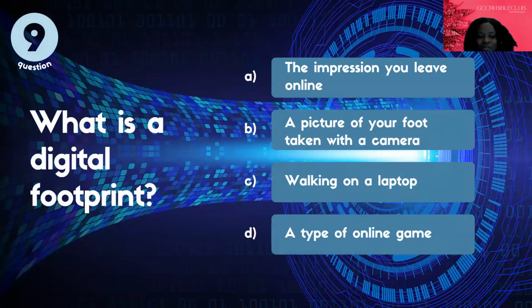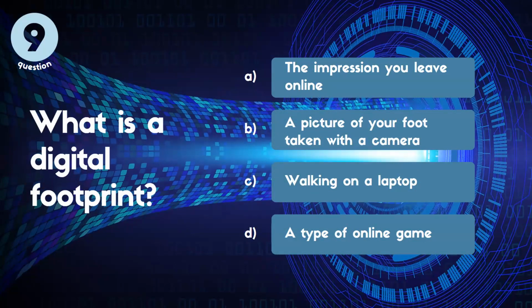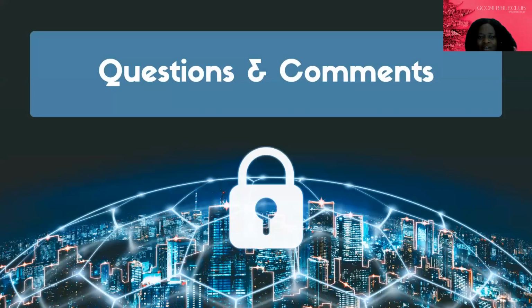What is digital footprint? I think this is the last question. A, the impression you leave online. B, a photo of your foot taken with a camera. C, working on a laptop. D, a type of online game. The answer is A, the impression you leave online. So we need to assess our footprint. Some people don't know us before, but based on our posts and our disposition, they just judge us. If we are very controversial, we know what we are like already.